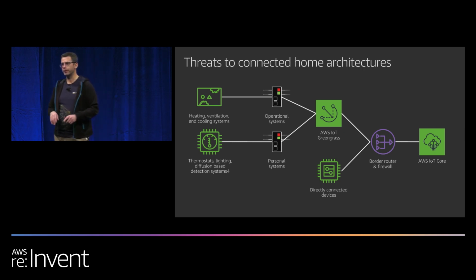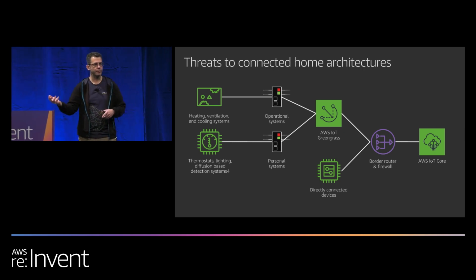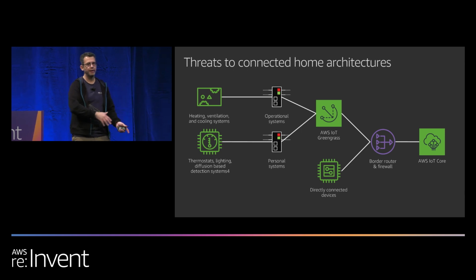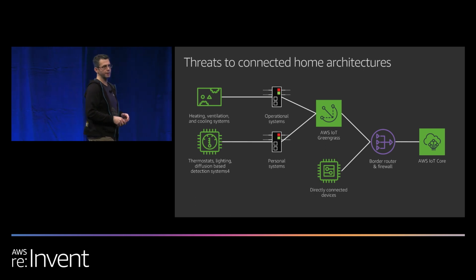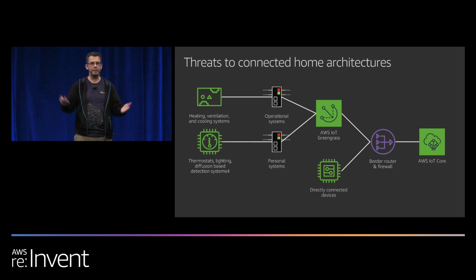Also, in those topologies, you may or may not have Greengrass. In many cases, these devices are still directly connecting to a border router. I have a single border router in my house. I have a lot of other routers too, but a border router in my house. Things like Alexa need to have a direct TCP connection to the cloud. It can't be run through Greengrass, right? So you don't have that middleware that can help curate that security. So we need to think about that as well.